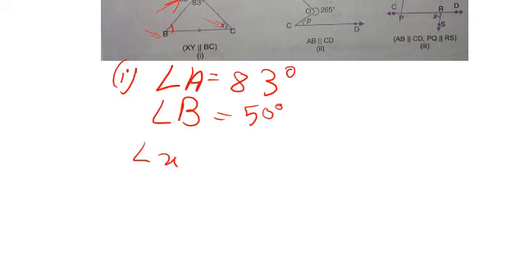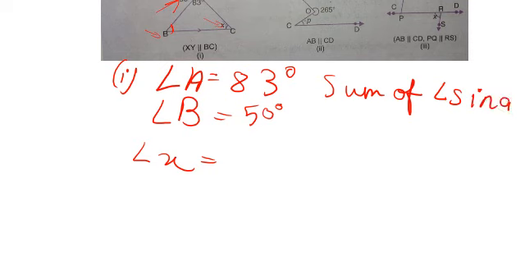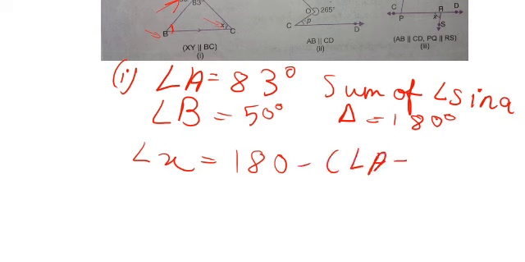Angle x equals, first of all, you write here that the sum of angles in a triangle, basically I'll make the symbol of a triangle, is equal to 180 degrees, because when all three angles add up, they get 180 degrees only. We've studied it. So x equals 180 minus, in brackets, angle A plus angle B.